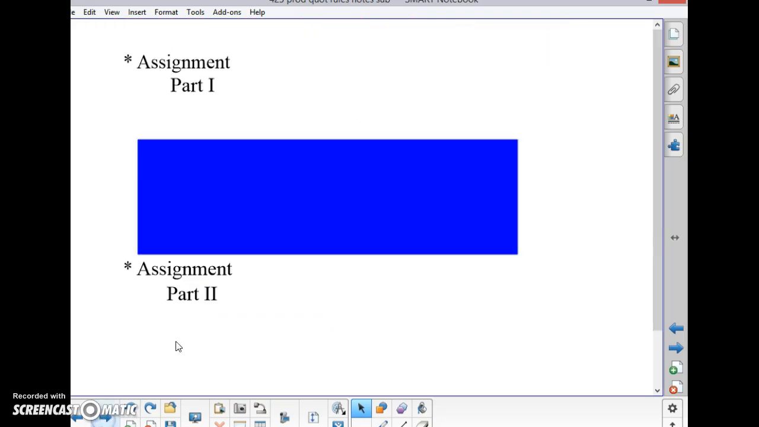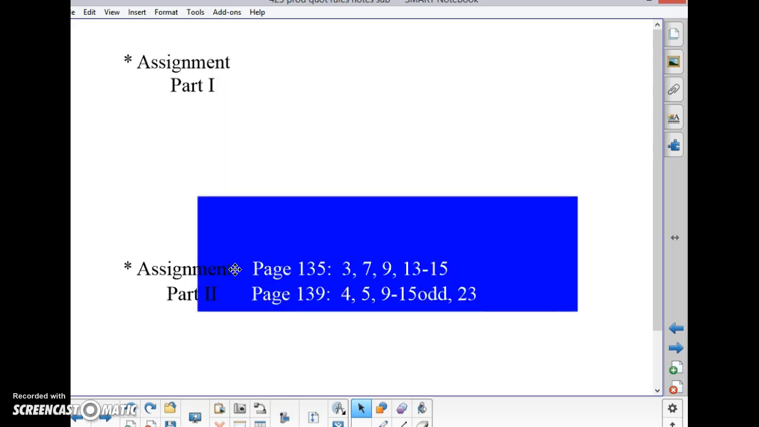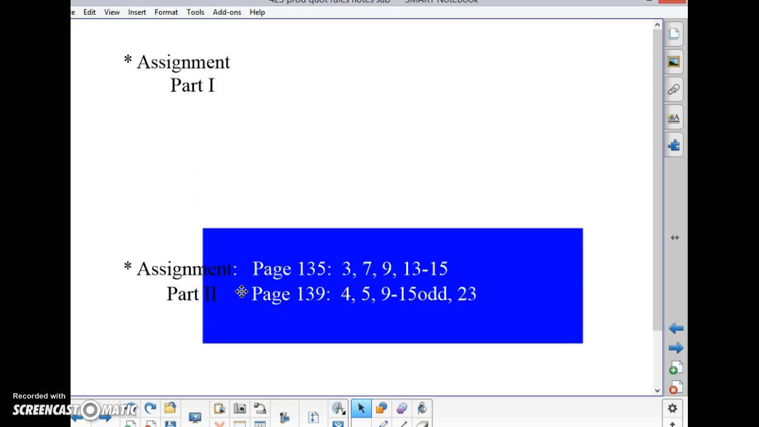So here's what I would like you to try. There's 2 parts to your assignment. The first part is to write the product rule 3 times and write the quotient rule 5 times. While you're writing them, say them out loud to yourself. Think about them in your head. Do something that helps you memorize these. The second part of your assignment is actually out of the book. I want you to try these problems.